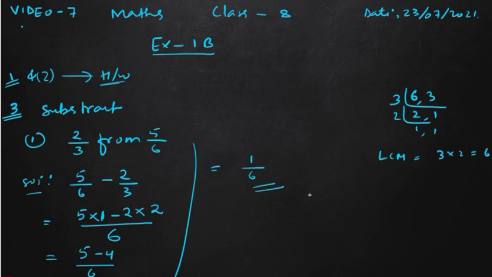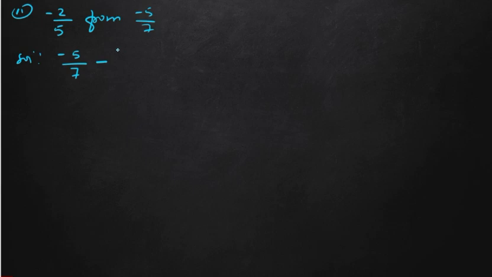Let us solve another question. Question number 2: subtract minus 2 by 5 from minus 5 by 7. So we first write minus 5 by 7, then subtract means minus, and again we have to subtract minus 2 by 5. So we need to put a bracket. Why have we put a bracket? Because already two signs are there: this is negative and another negative was there.